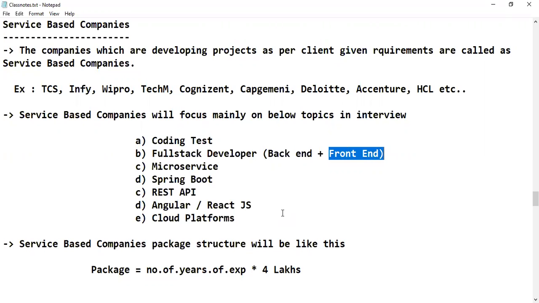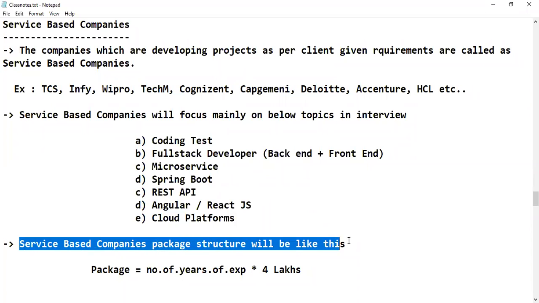Clear? Right. Spring Boot, microservices, REST APIs, Angular or React, any one. In this course, we are going to learn about Angular. And we are going to learn about the cloud platforms. We are using AWS Cloud as part of our training.